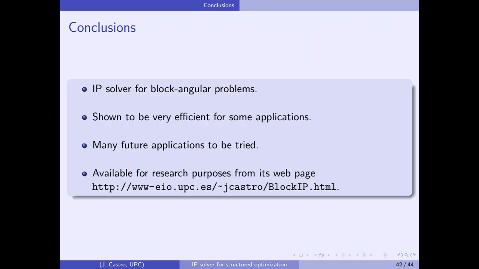Are there any? And I think that's all. I'm finishing. So, a conclusion. I presented a specialized interior-point method for block angular problems, and I showed you that some standard applications can be reformulated in a way that they have this block angular structure, and then they can be solved using this particular algorithm. And in general, this algorithm is quite efficient, especially when you have large problems.